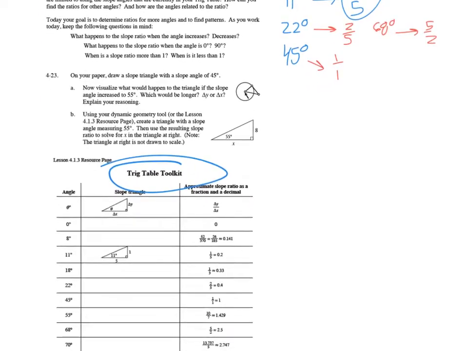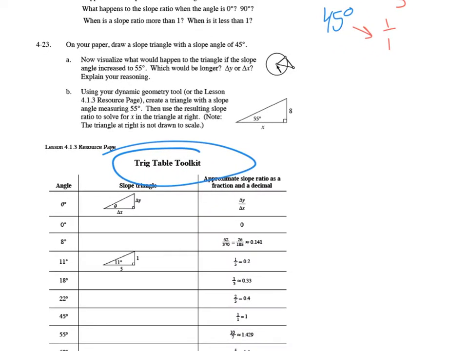So on problem number 23, it says, on your paper, draw a slope triangle with a slope of 45 degrees. So if I were to take a triangle, something like this, and this is 45 degrees, what they're saying is, what would happen to this angle if I increased this angle to 55 degrees? What would happen to the slope ratio?